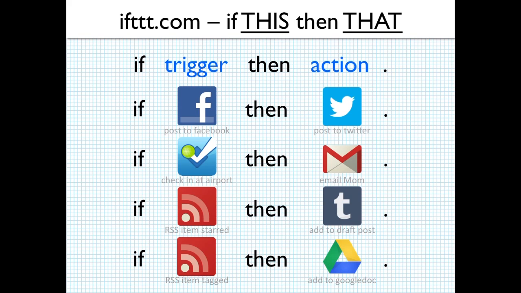If I check in at the airport, email mom and dad. So I can set up a rule for that. If I star an RSS item in my reader, then I want you to add it to a draft post in another service. Or if I tag an item, I want to add it to a Google Doc. And this last one is the one that you can use to develop this collaborative bibliography. The way they represent them, we can tie all of these services together.